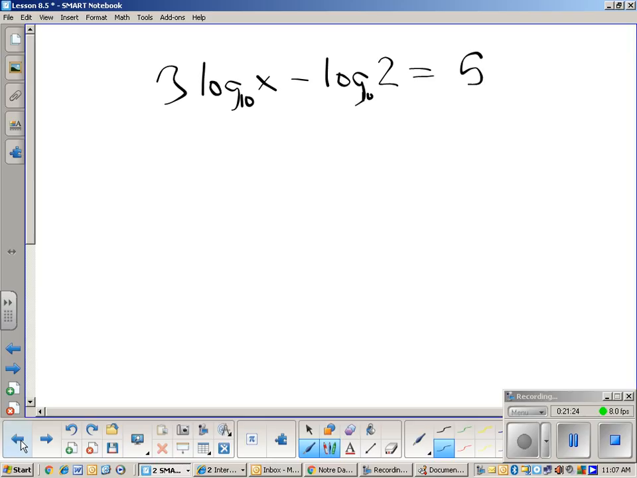It's a lot more involved than that last one, right? Because I have 2 logs here, don't I? Notice they're both to the same base. I wrote the 10 in, but the 10's really not necessary. It would be the base, but it's common logs. So automatically, I just want you to realize it's a base 10. So how can I rewrite this first one?